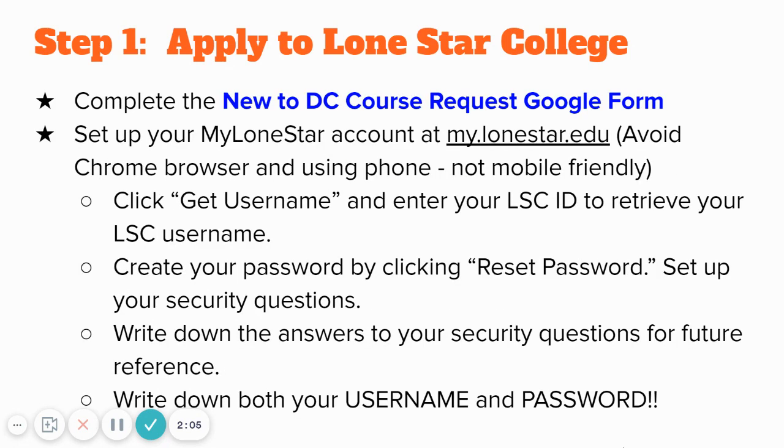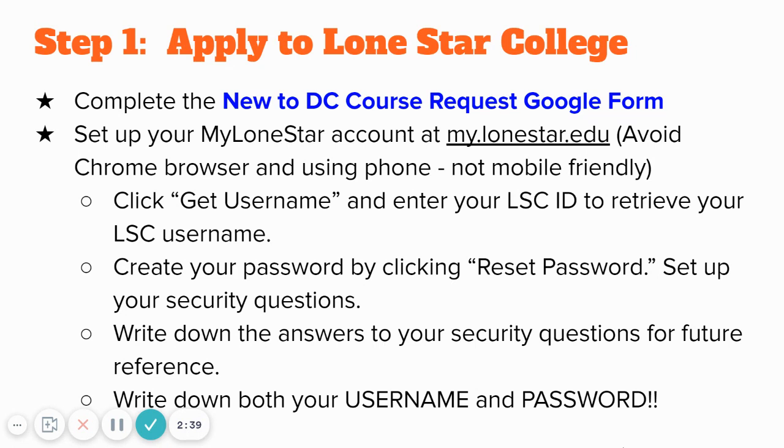Once you receive that email with your Lone Star College ID, you're going to complete the new to dual credit course request form that I've posted for you. On this form, you're going to submit to me your Lone Star College ID, the courses that you want to take, and your plans for testing or qualifying. I'll go over the qualification steps in the next video, but that is the most important form. That form tells me that you're planning to take dual credit classes. Once you submit that form, you can move on to setting up your My Lone Star account.